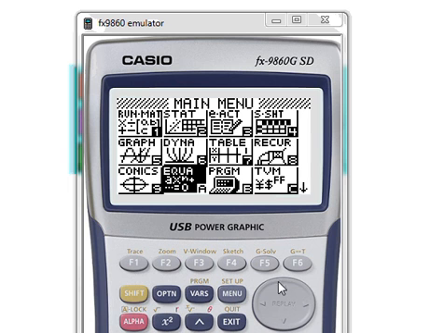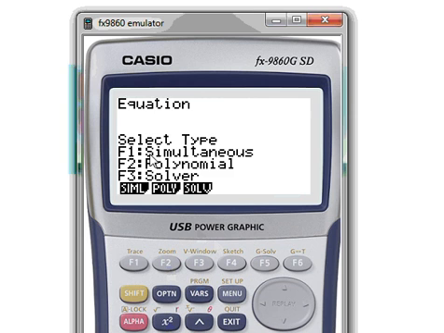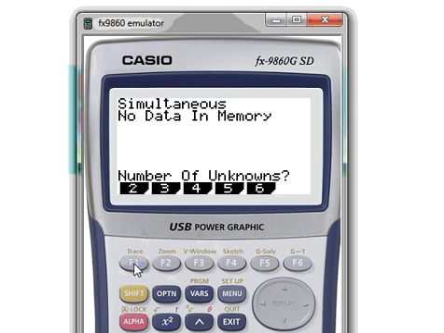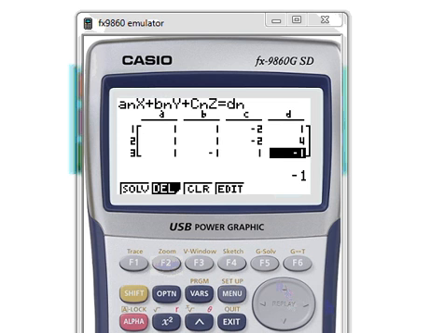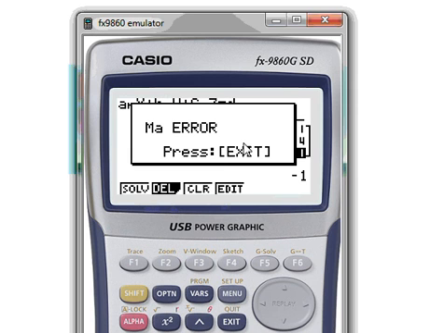Now let's see what happens if we were to use our graphics calculator. We'll go to equation, so into here we've got simultaneous equations. So F1, we have three unknowns, hit F2 and now place the coefficients. So we have the coefficients in. If we hit solve or F1 we'll see there's an error, can't be done, no solution.